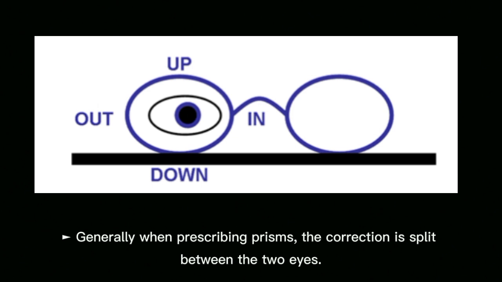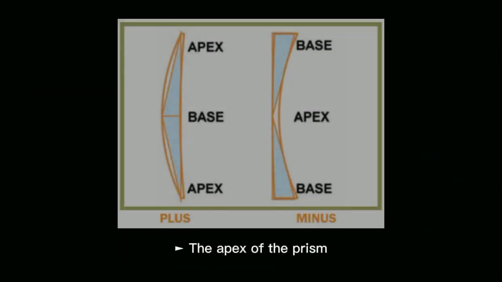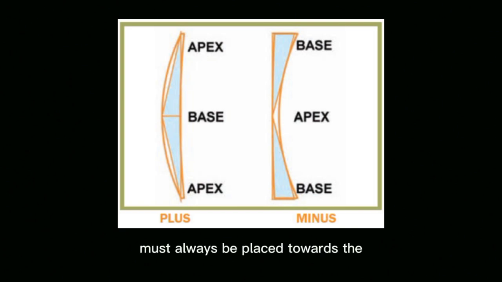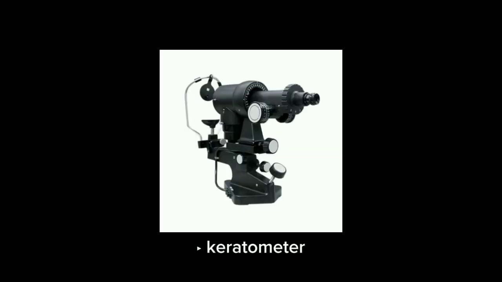Prescription of prisms. Generally, when prescribing prisms, the correction is split between the two eyes. The apex of the prism must always be placed towards the direction of deviation of the eye. Apex towards deviation. Prisms in optical instruments: slit lamp biomicroscope, applanation tonometer, keratometer.